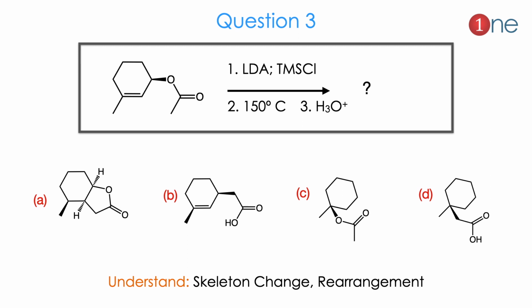Then question number 3. The starting material is a cyclohexyl system, which is an ester of acetic acid. One alkene is also inside, with a methyl outside. Here the reagents are LDA and TMS chloride. Then they are using heat and acid. Here the products are like cyclic or condensation products or a selective ring transfer. Here you have to understand that the skeleton change is there, so definitely a rearrangement occurred here.